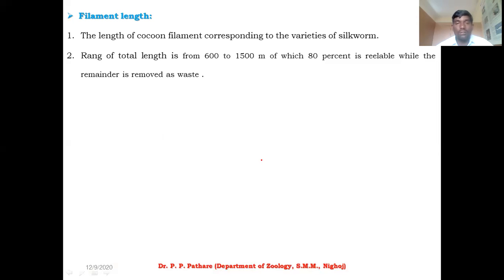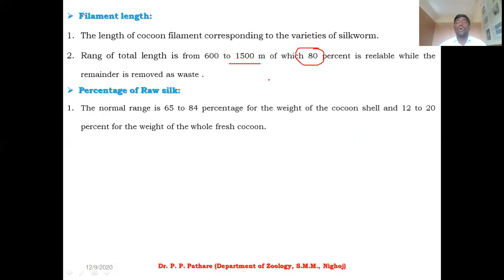The range of total length is from 600 to 1500 meters, of which 80% is reelable, while the remainder is removed as waste. That is, you can get 80% silk from this length. The other part is waste product. Whenever your length is long, or you can produce long silk thread, again your percentage increases.